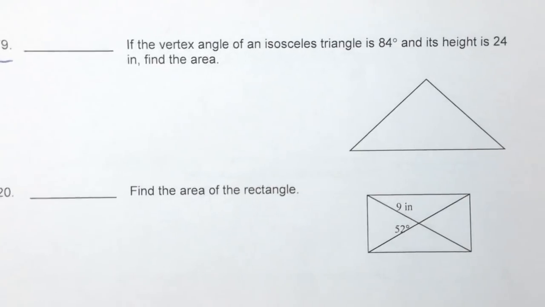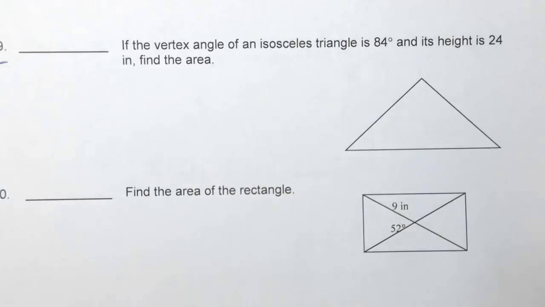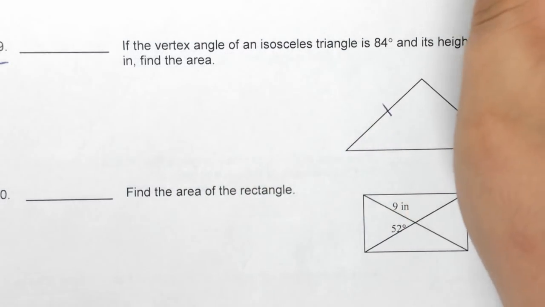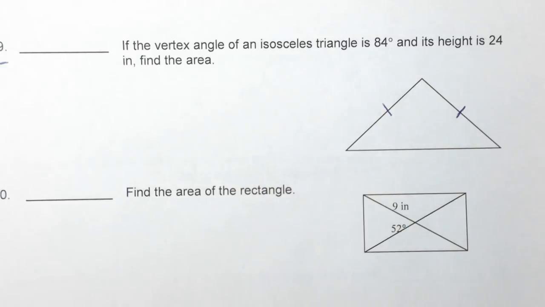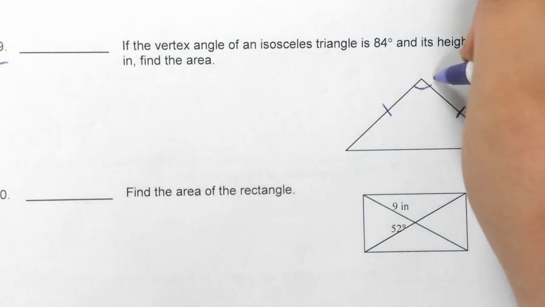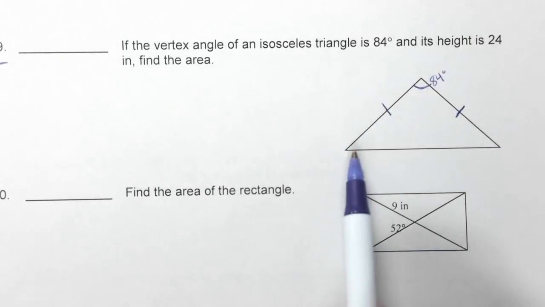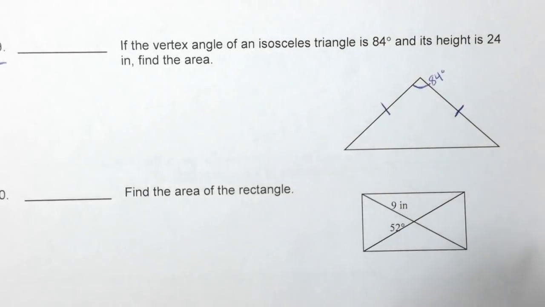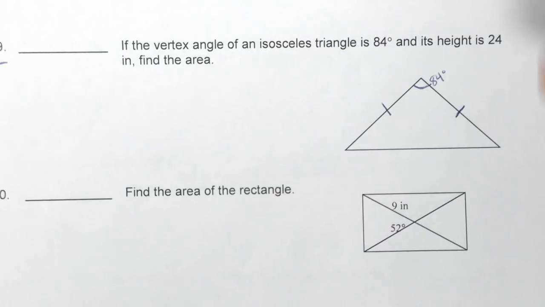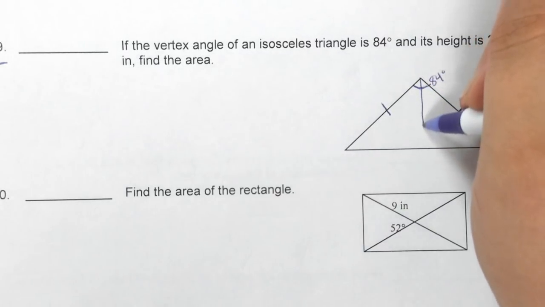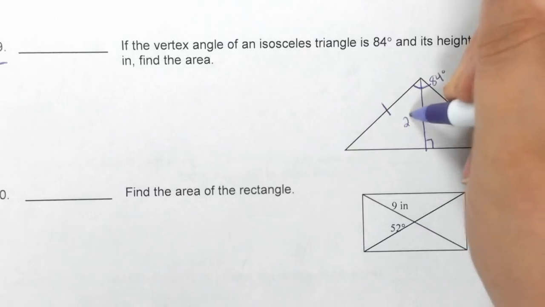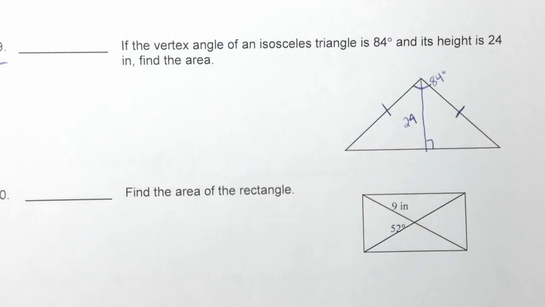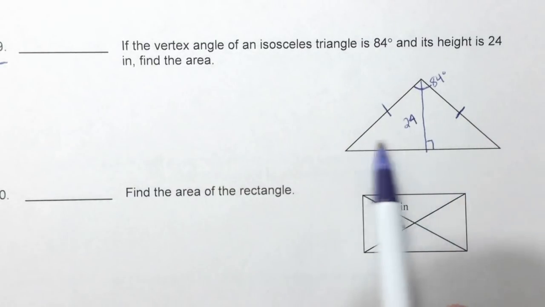For 19, if the vertex angle of an isosceles triangle is 84, the top angle is my vertex angle, because these are your base angles because they're congruent. And its height is 24 inches. Find my area. The vertex angle is the top angle because the other two are congruent. Those are called the base angles.